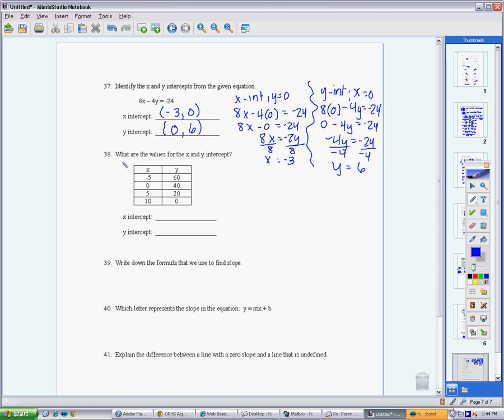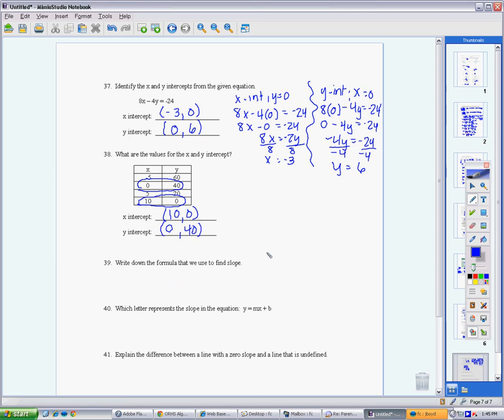38, what are the values for the x and y-intercept? Again, with my x-intercept, my y is equal to 0. So I'm going to come over to my y's and look for 0. And I see my x-intercept is at 10, 0. And again, my y-intercept is when x is 0. So I'm going to look and find out where x is 0. And that's at 0, 40.